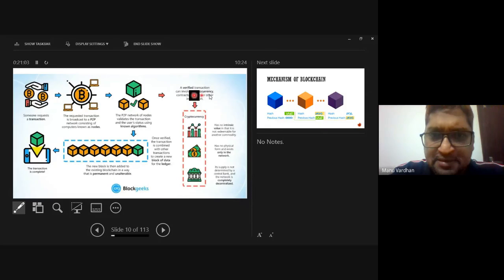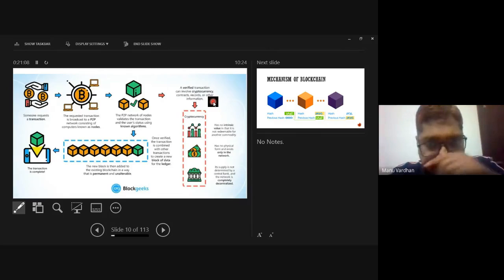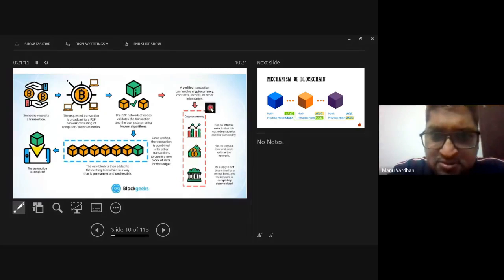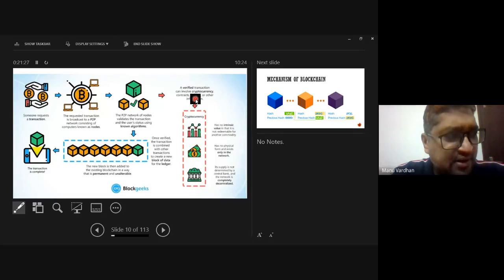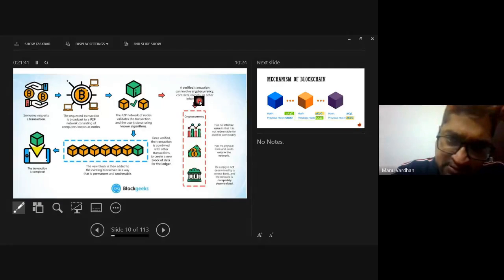Then verified transactions can involve cryptocurrencies, contract records, and other information. We'll discuss contracts and records. Cryptocurrency, this one you understand. On a blockchain we usually transact using cryptocurrency. As you have heard, it can be any of the many existing in the market, like Bitcoin, Ripple, Ethereum, and many more. Any cryptocurrency can be used to perform the transaction on the blockchain.